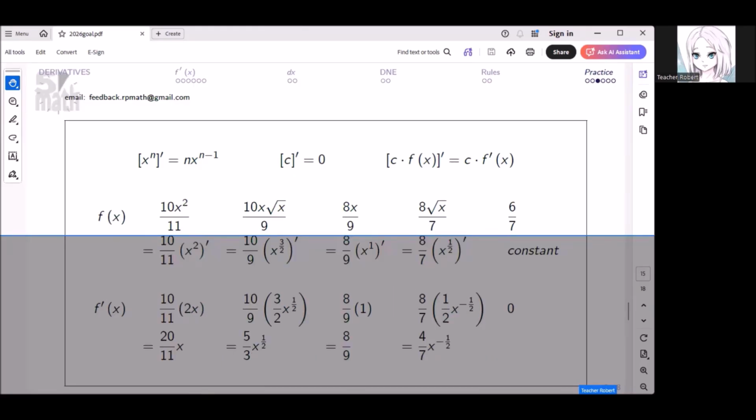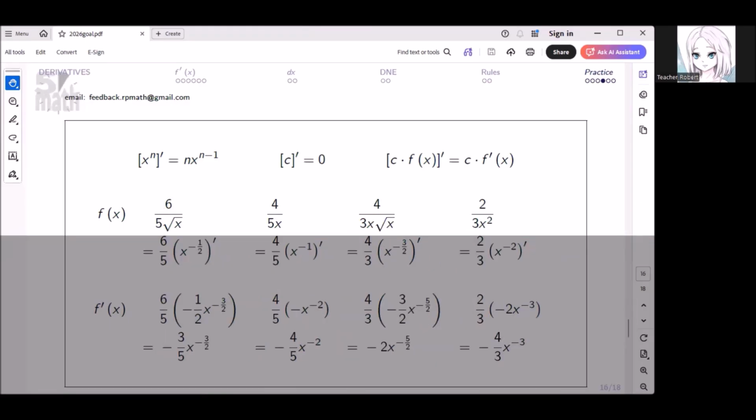Find the derivatives of 10x squared over 11, 10x square root x over 9, 8x over 9, 8 square root x over 7, 6 over 7. Find the derivatives of 6 over 5 square root x, 4 over 5x, 4 over 3x square root x, 2 over 3x squared.